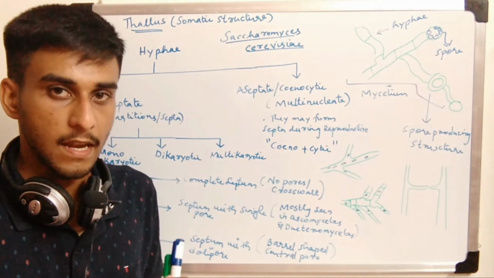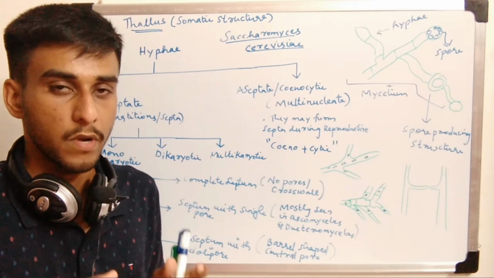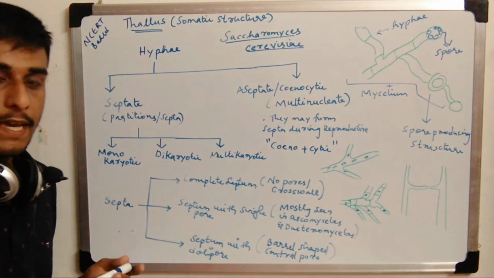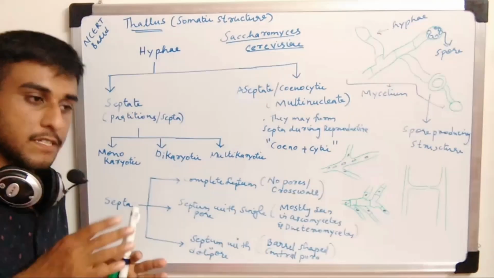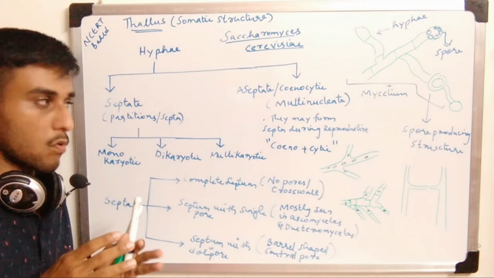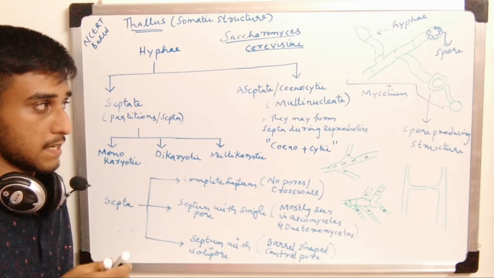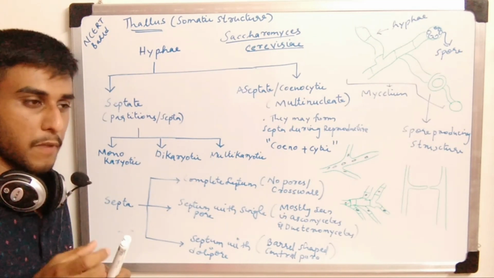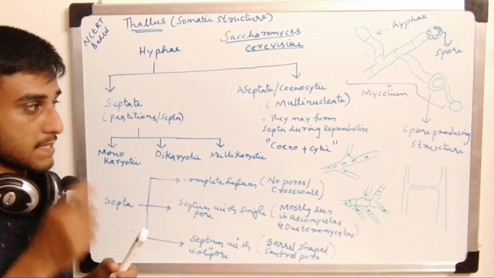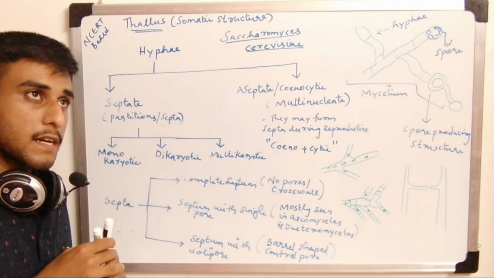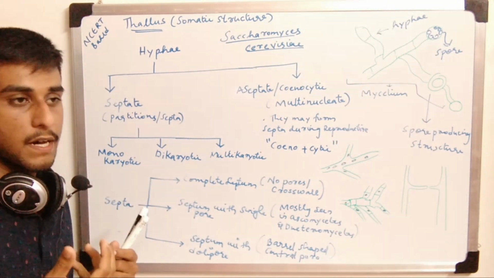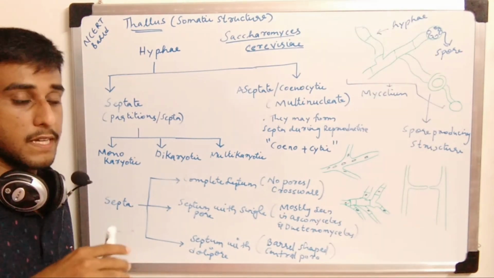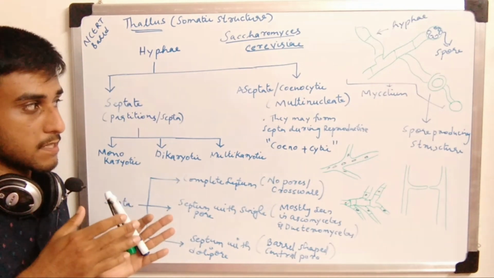That means in an aseptate or cenocytic condition, there will be more than one nucleus in each single hyphae. So we can also say this condition is a multinucleate condition. Multinucleate means there is more than one nucleus in each hyphae. But they may form septa, they may form cross walls between the hyphae during reproduction. There are some fungi which do this process.